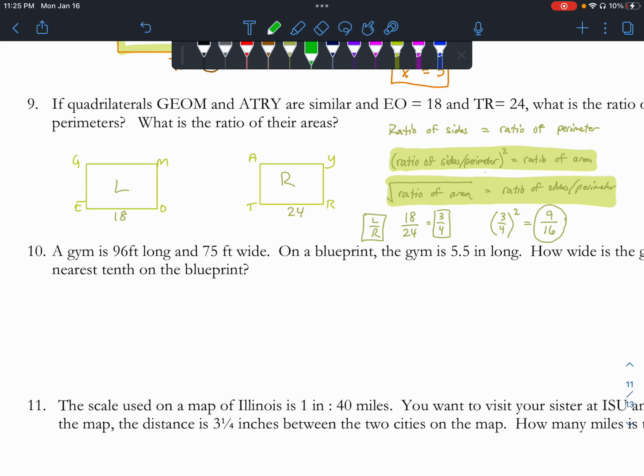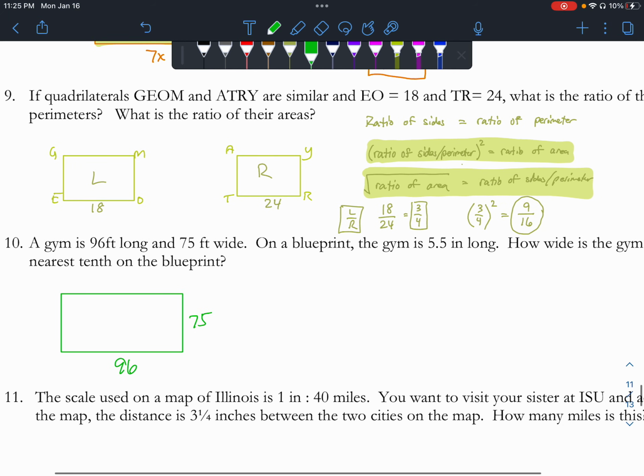Number 10, I got another gym. It looks like it's a rectangular shape, 96 feet long, 75 feet wide. We're going to a blueprint, and this one is where we're kind of thinking of two separate shapes, where one is a real life size shape, and the other one is kind of a scale shape. One's typically going to be smaller, but we don't know what these things are. Oftentimes I'll put an X and a Y here because I just don't know what those scale factors are going to be.